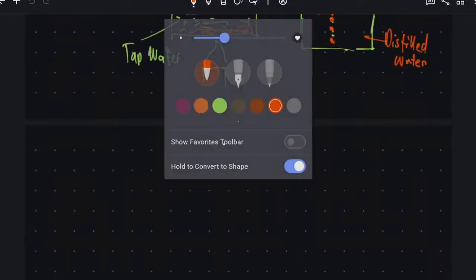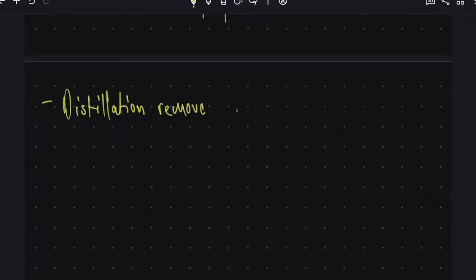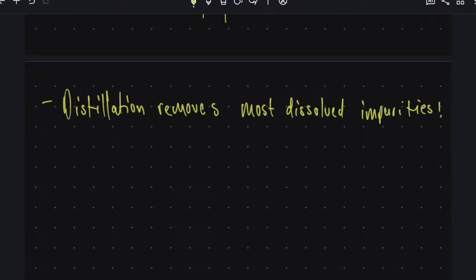Okay, we haven't talked about a lot of important things here. We have a lot of important things that you would need to talk about as well. Here, an important point is that distillation removes most dissolved impurities. How does it remove them? They remain behind. They don't fly away with the water because the water is now in gaseous form. So all the things that were dissolved in the water remain behind. So distillation removes most of the dissolved impurities that were in water. Are we together?